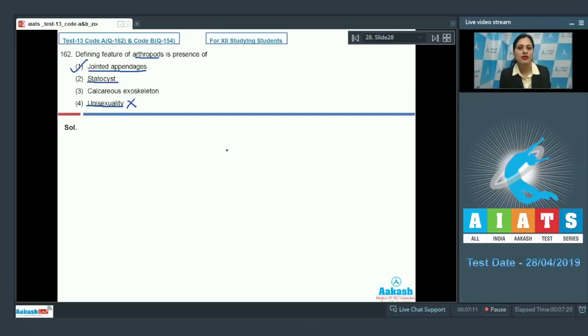Statocysts are the balancing organs present in arthropods or insects. But as these balancing organs called statocysts are present in other groups of animals also, this cannot be a correct answer to our question because it is not a defining feature of arthropods. And presence of calcareous exoskeleton is a characteristic feature of mollusks and not arthropods. Arthropods exhibit chitinous exoskeleton. So this cannot be a correct answer. So the correct answer to this question is option number 1. Let's discuss our next question.